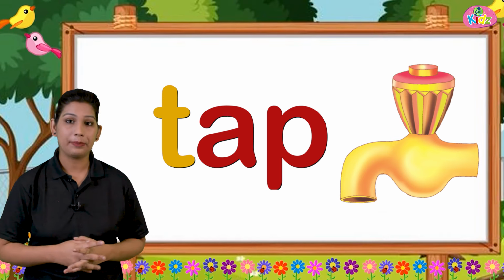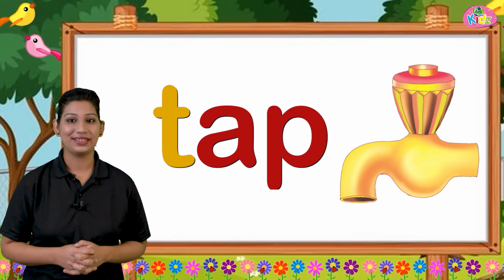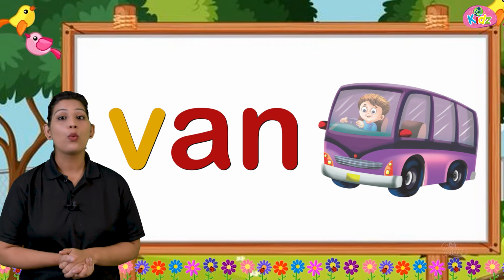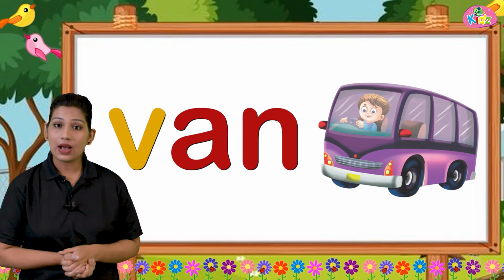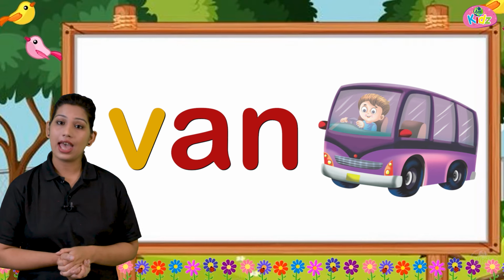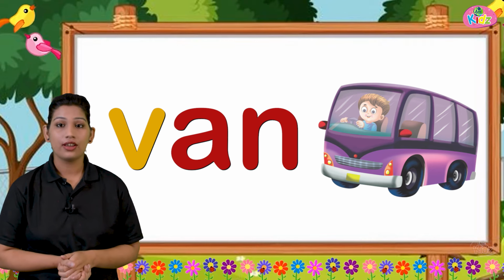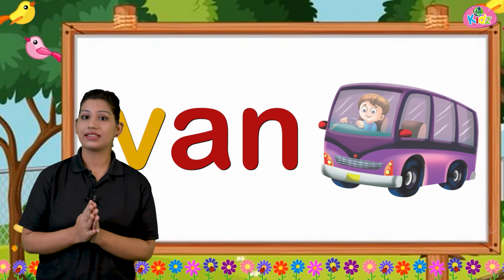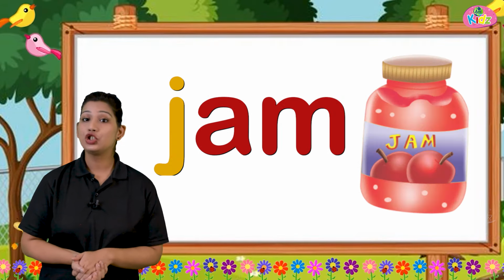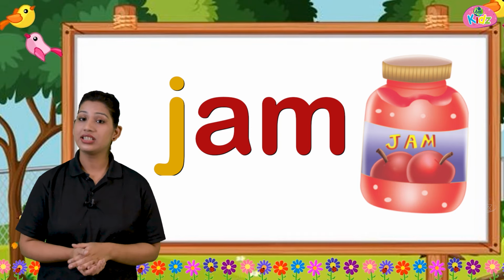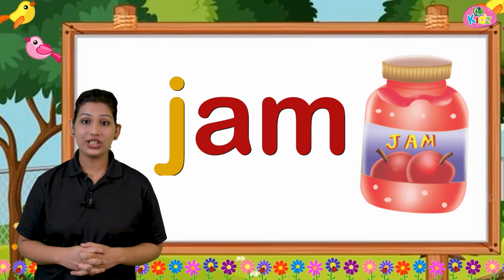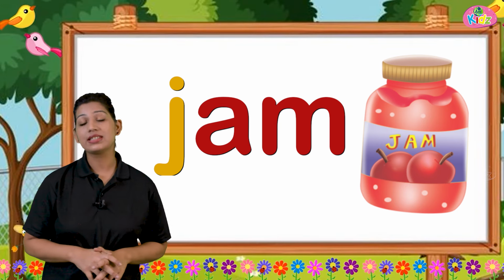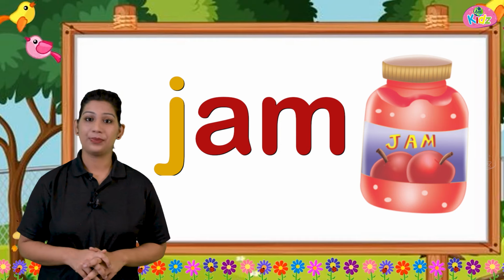T, ap, tap. Next is v, an, van. V sounds v. An sounds an. V, an, van. Next we have j, a, m, jam. J, a, m, jam. J sounds j, jam.